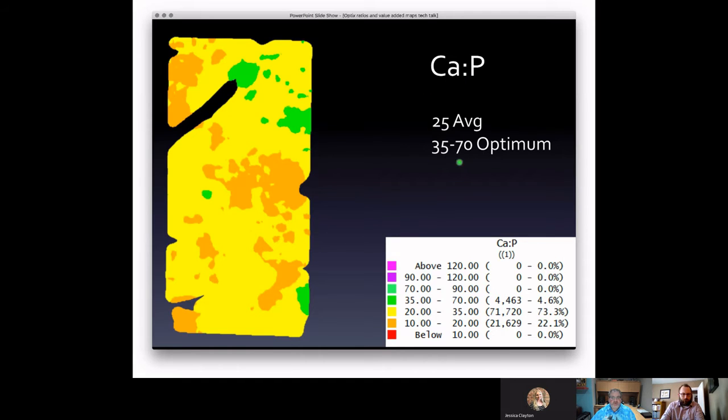We're wanting it somewhere between 35 and 70, and that depends on the soil texture background. So the lighter textured fields, we want it on the lower side. The heavier textured fields, we want it on the higher side. This field's at a 35. So what this is telling us is, hey, we've got some not bad phosphorus levels. We need to really focus on the calcium.